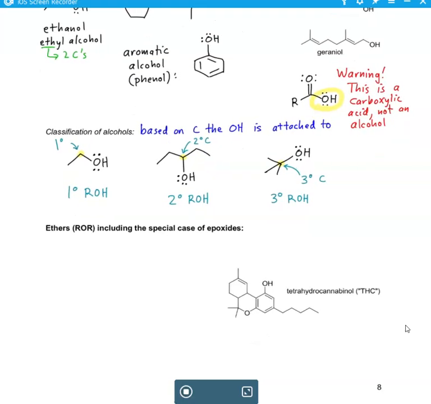Another type of functional group that contains oxygen is called an ether. The abbreviation for an ether is ROR. So what you have is an alkyl group, an oxygen, and another alkyl group. Let's look at some examples. So here's an oxygen that's flanked by two methyl groups. We would call this dimethyl ether.